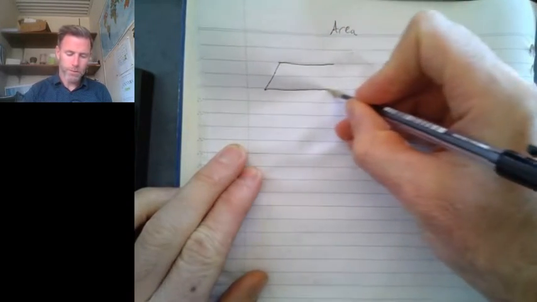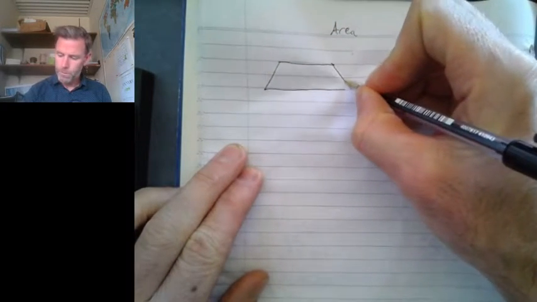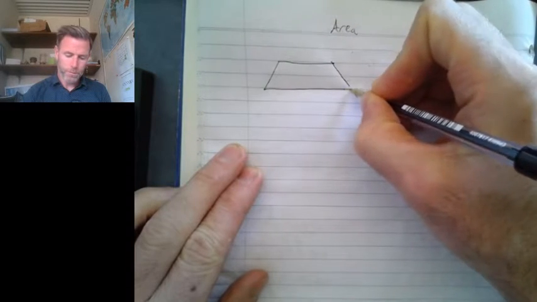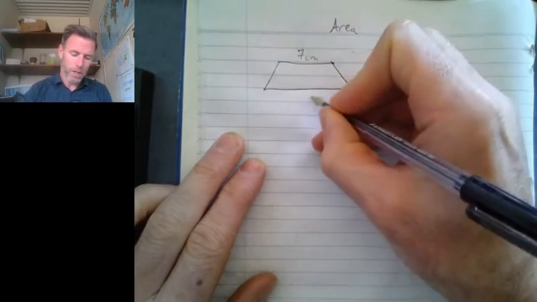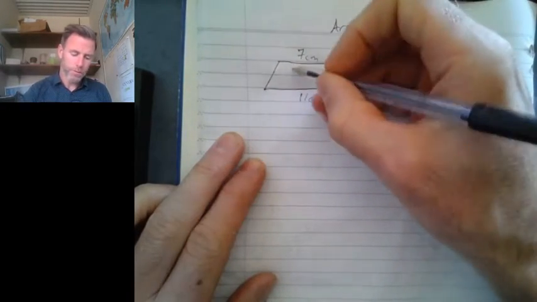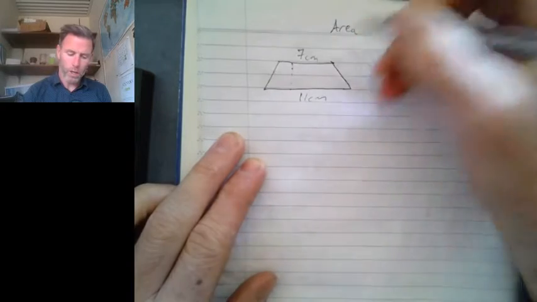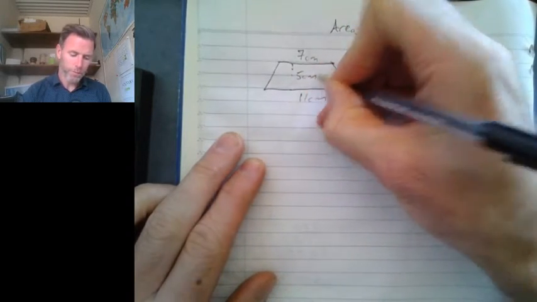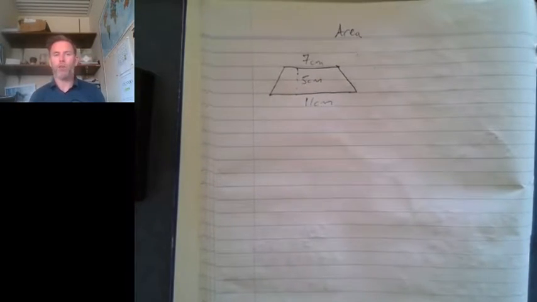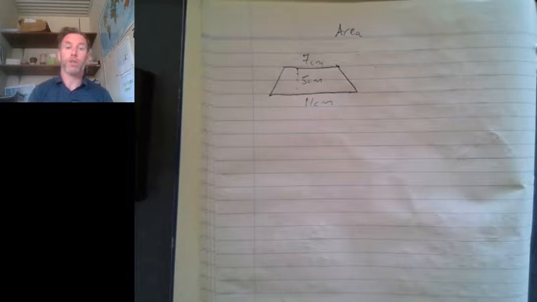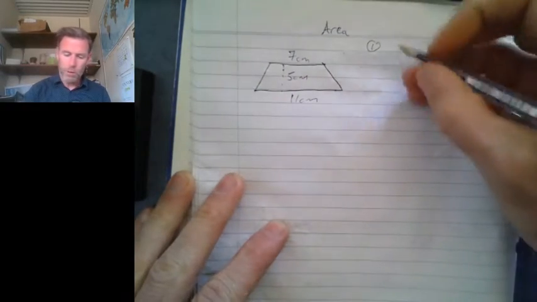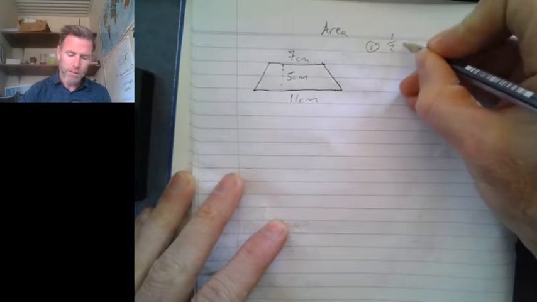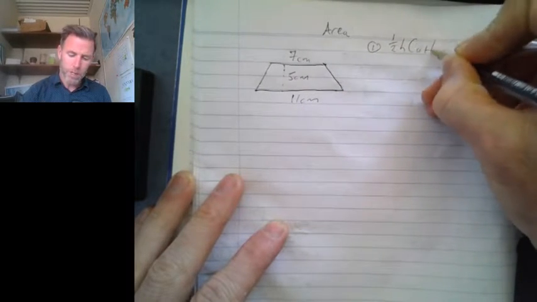So you've got a trapezium. Let's say 7 centimeters and 11 centimeters, and then the height here is 5 centimeters. So with all area formulas, and as I mentioned in other videos, with most of measurement, you first of all write the formula. So step 1 is formula. The formula for a trapezium is half h (a plus b).